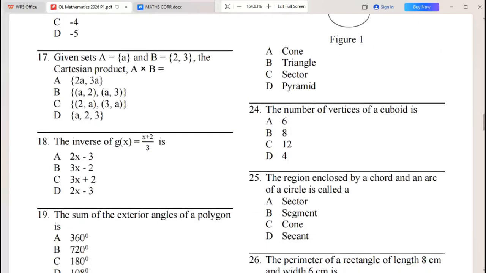Question 17. Given set A with element a and B with elements 2 and 3, the Cartesian product of A cross B is equal to. The Cartesian product is the set of every element in one set paired with every element in the other set. For this, the Cartesian product of A with element a and B with elements 2 and 3 is equal to (a, 2), (a, 3), which is B.